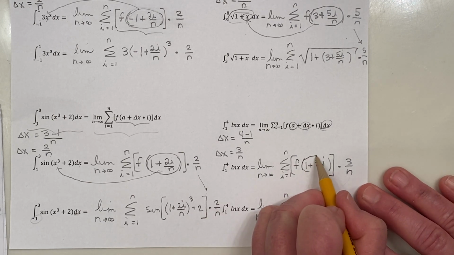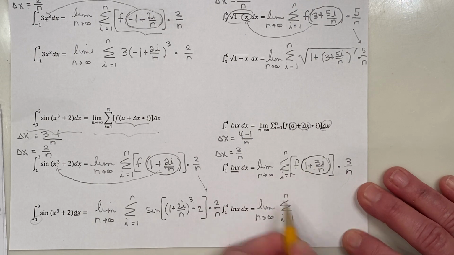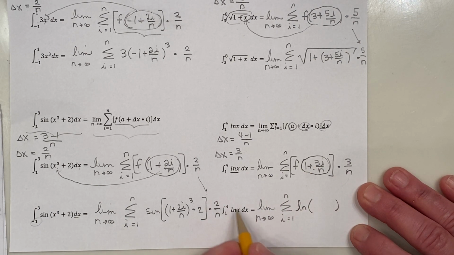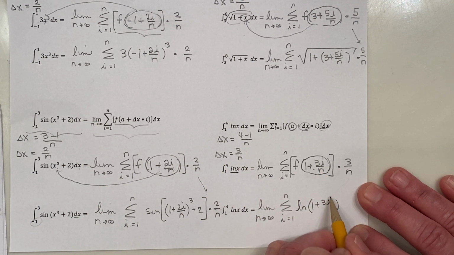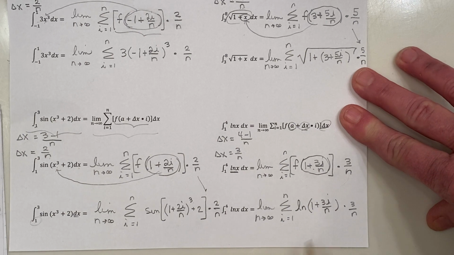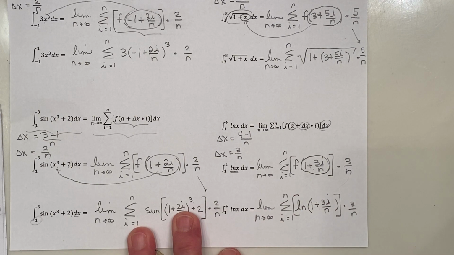Okay, and so we want to go into the function, which is our integrand right here, and this is our new x. So we're going to have natural log, we'll have a parenthesis, where x is, we're going to replace it with 1 plus 3i over n. And then I'm going to go times 3 over n. And again, we're not multiplying these two together, so maybe a bracket would be helpful to distinguish between the height and the width.